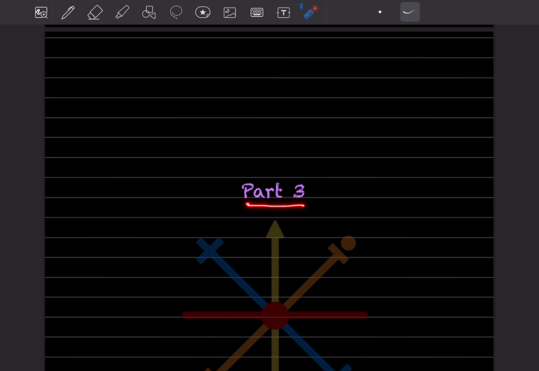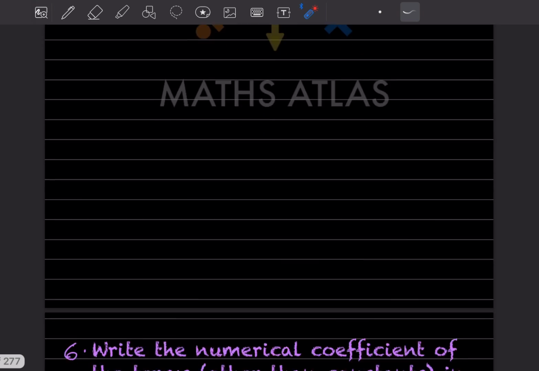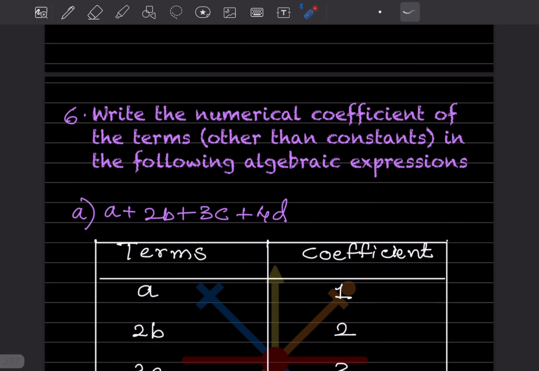So today we'll do part 3 of the same topic. We already did some questions; we can have a look at the previous video. So we'll start with question number 6. Write the numerical coefficient of the terms other than constant in the following algebraic expressions.